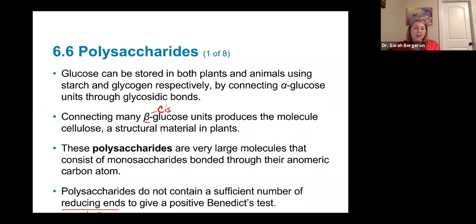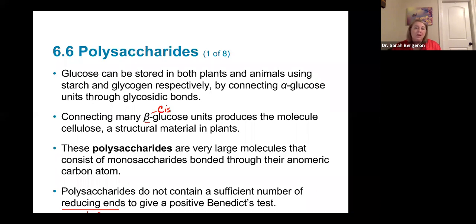So you can connect many beta glucose units, and this produces something different. This produces cellulose. And cellulose is a structural material, right? So do you want to use it for food, or do you want to use it for structure? If you want to use it for different things, they're going to be linked differently. So remember that storage is alpha and structure is beta.